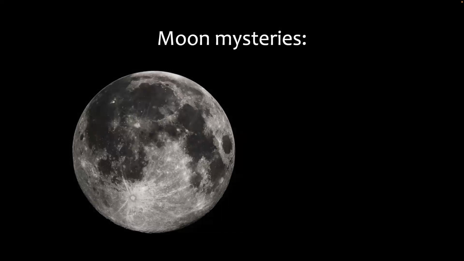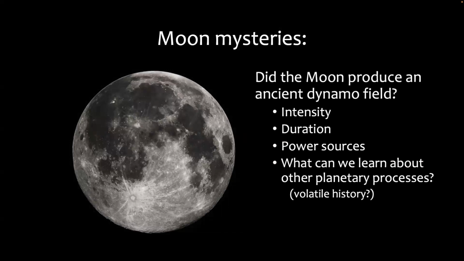So some of the mysteries we're going to talk about with the moon today are: did the moon produce an ancient dynamo magnetic field? And if it did, what was the intensity, the duration, and the power sources responsible for that field? And then there are some other implications for the volatile history of the moon. For example, if there was a magnetic field on the moon, how much hydrogen could be implanted from the solar wind, or would some of the charged particles from the solar wind be deflected around the moon by its magnetosphere?